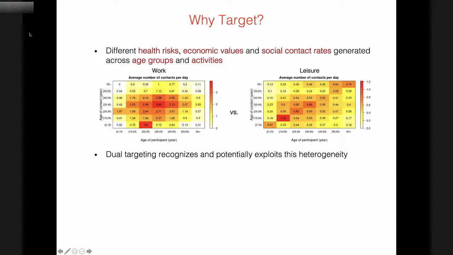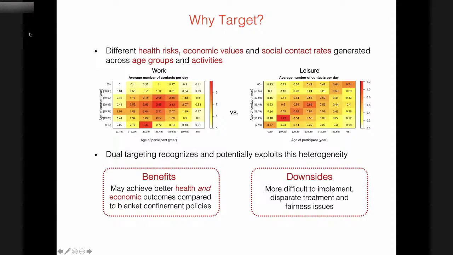The benefit of this is that we could actually end up with a win-win. If we find the right targeting, we might be able to achieve health and economic outcomes that are at the same time better than what we could do without targeting. At the same time, there are real, significant downsides. This would be more difficult to implement, and almost by definition, it will lead to disparate treatment and all sorts of fairness issues. Which is why, before even thinking about policy action, it's important to have a rigorous framework to understand how much is on the table from doing targeting.